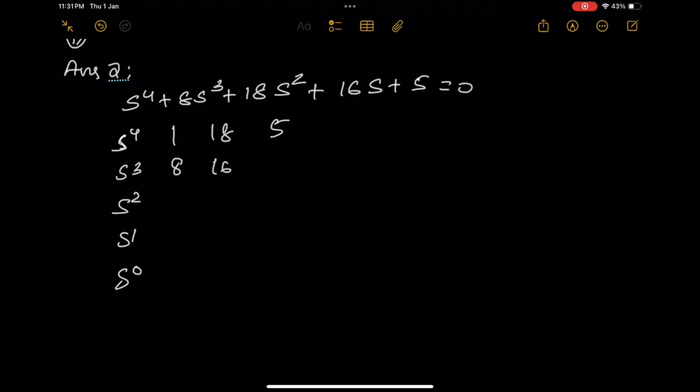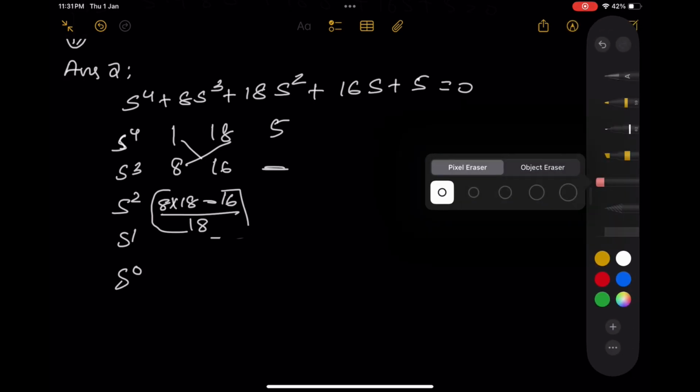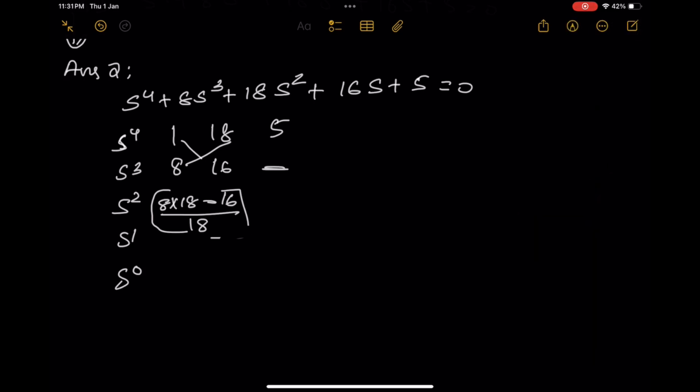Okay, then this term, there is no such term, so I can either put 0 or just leave it like this. Okay, so next we are going to find what is to be written here. That's b1. In order to do that, we'll multiply 8 into 18 minus 16 into 1 is 16, divided by 8. What will we get? If we do that, we will get 16 as the answer. So I'm writing 16.